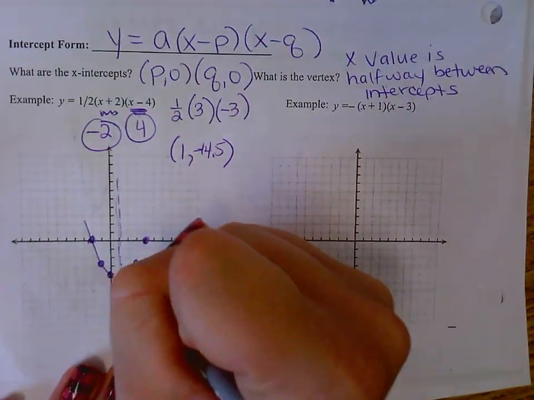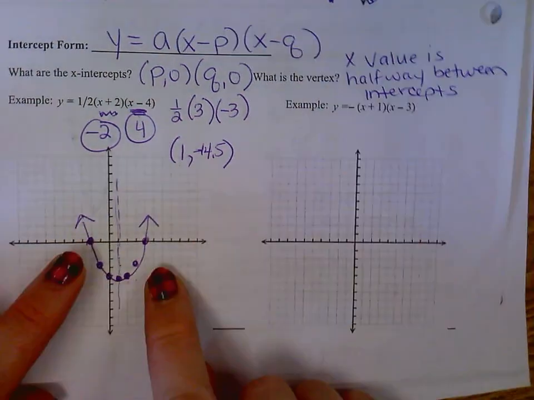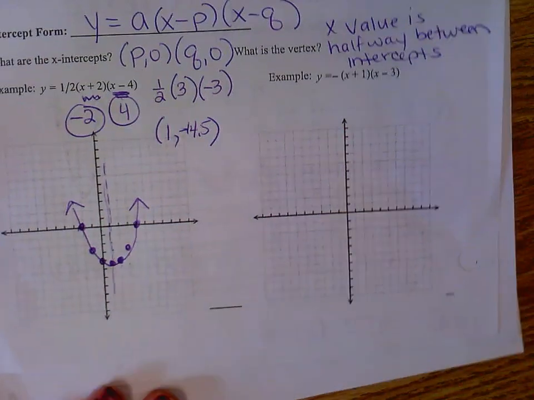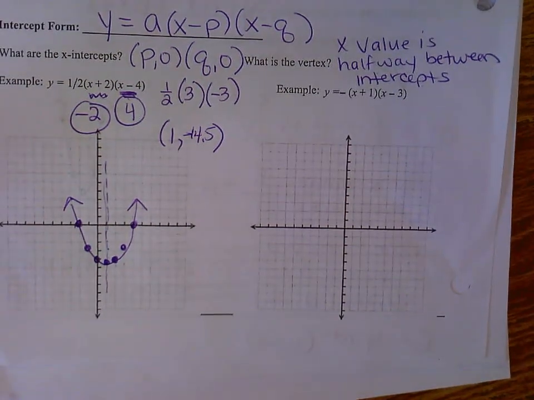So this one is a little bit harder with that stretch of 1/2, but if you just showed me where the vertex was and the 2 x-intercepts and put your parabola, I would have counted it correct. Okay, let's see if we can do one more intercept form together.